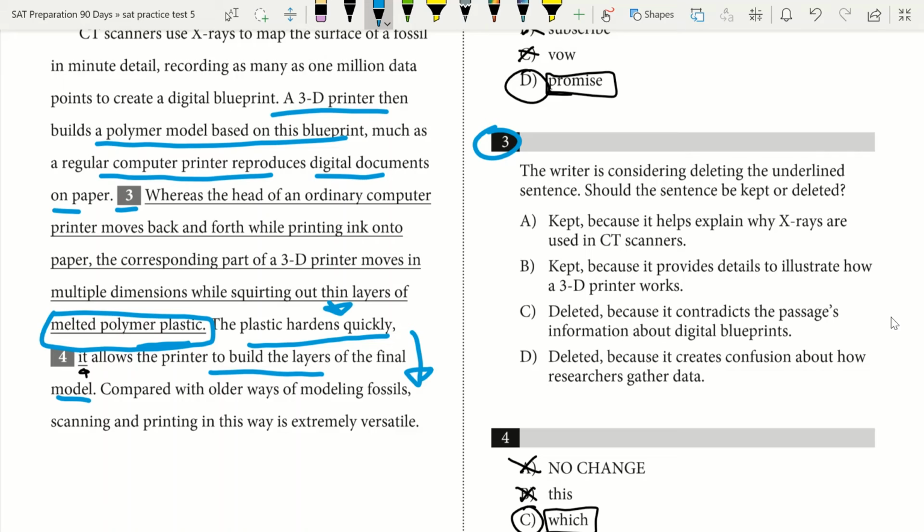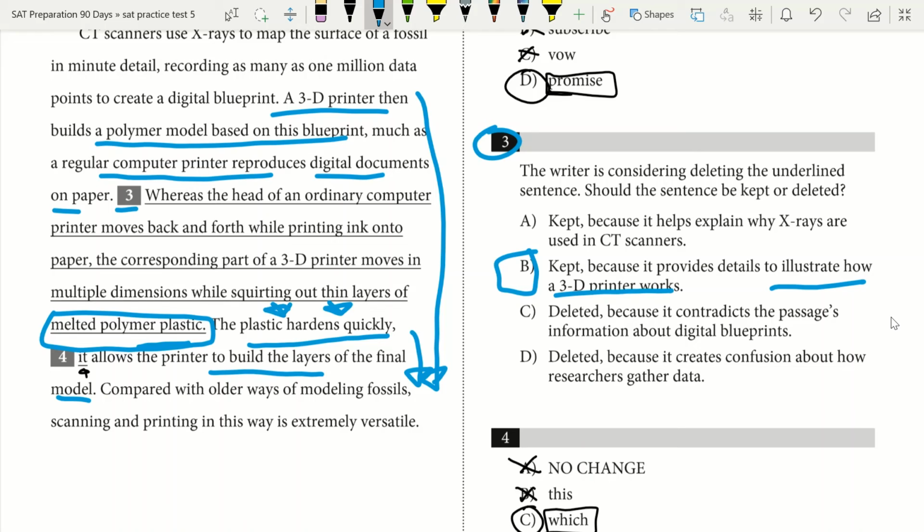Now, if we were to remove sentence 3, we'd be interrupting and not having the whole story behind how a 3D printer works. We would be removing pretty much a third of this description, at least a third, maybe even half of the description of how a 3D printer works. And that's what this discussion from here all the way down is about. It's about how that 3D printer works. So we want to make sure we're keeping this sentence because it's providing details that are illustrating how a 3D printer works, which go along obviously with this sentence after.